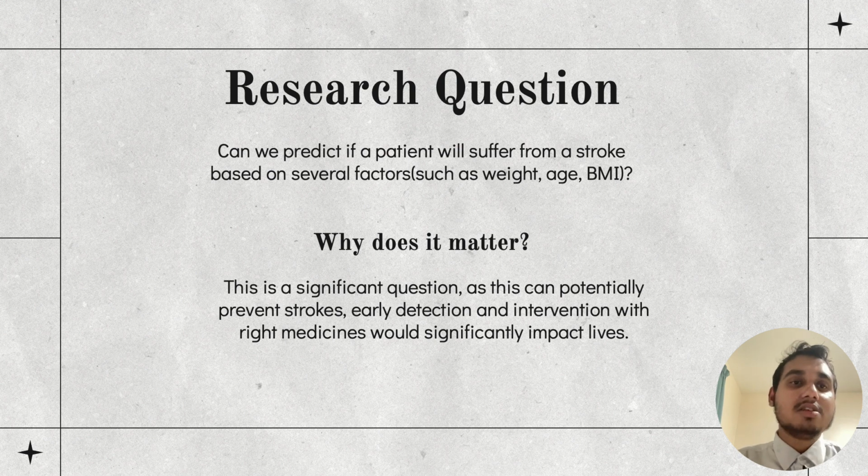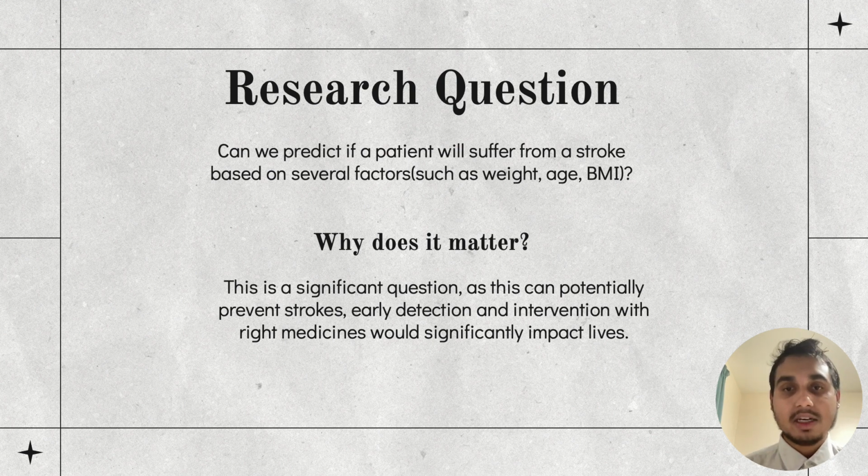So my research question is, can we predict if a patient will suffer from a stroke based on several factors such as weight, body mass index, age of the person, whether the person has hypertension or not. Traditionally it was thought that having hypertension is a great indicator of whether the person will suffer from a stroke or not. But often it's not as simple as that. There are other factors at play: age of the person, how active the person is, lifestyle of the person. These things are often at play behind whether the person actually suffers a stroke or not.